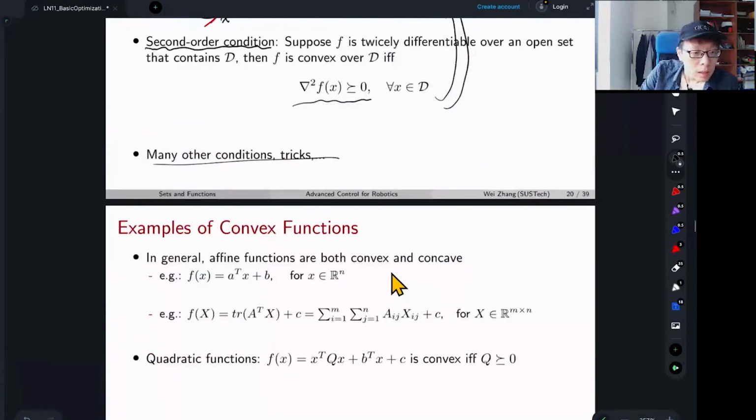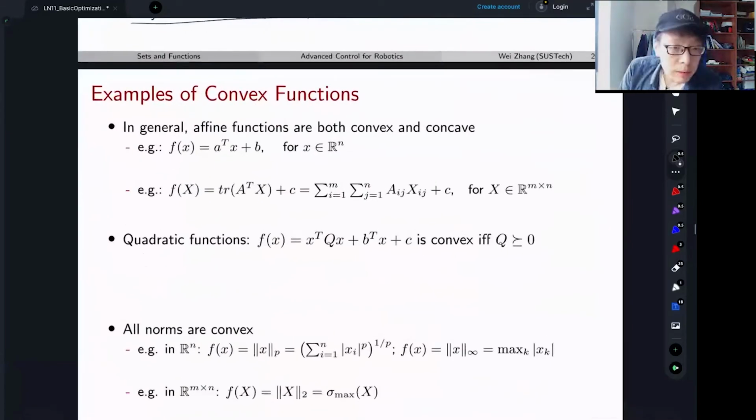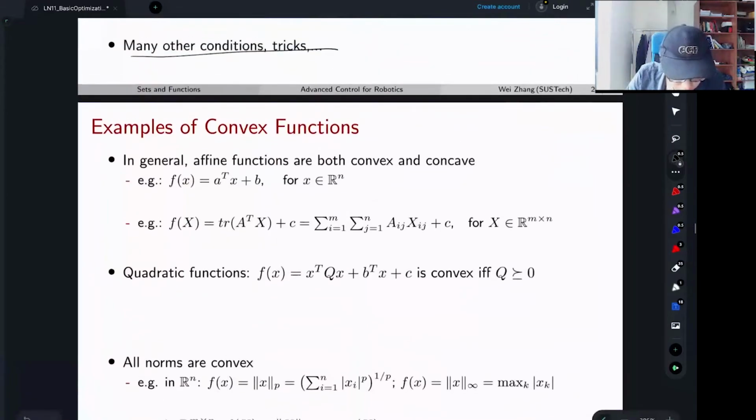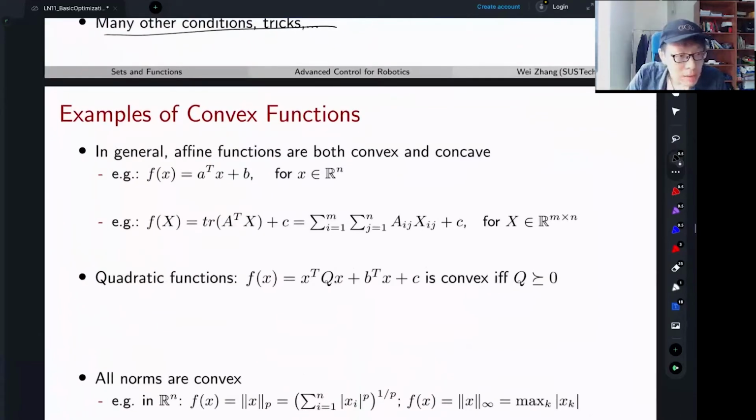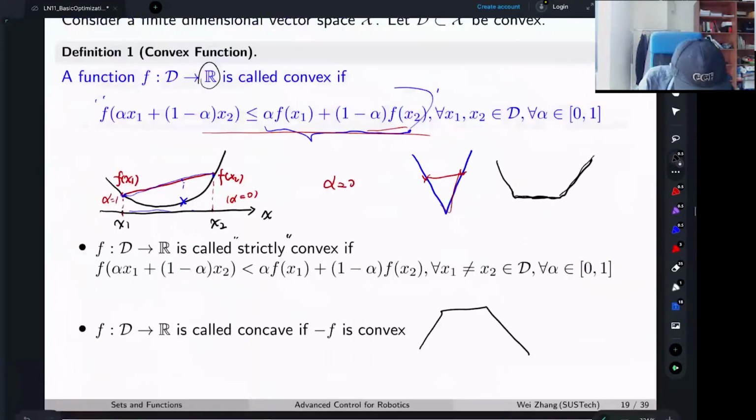There are many examples of convex functions. I don't think I can list all of them. There's a separate class about convex optimization, which covers all the tricks and theories to verify whether a function is convex or not. For us, it suffices to know some key important results. The first one is that all affine functions, including linear ones, are both convex and concave. I'm not sure whether I introduced concavity or not.